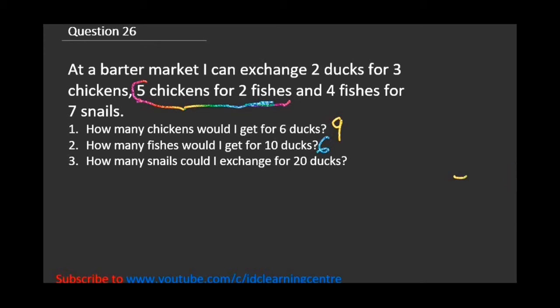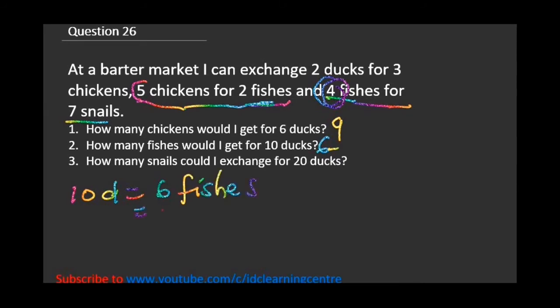Okay, number 3. How many snails could I exchange for 20 dogs? 4 fishes will give me 7 snails. Let's find out how many dogs these 4 fishes will be. If 10 dogs equal 6 fishes, 4 fishes, how many dogs will it be?